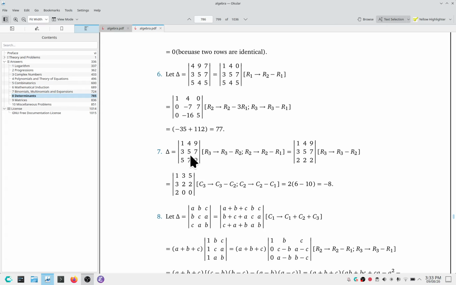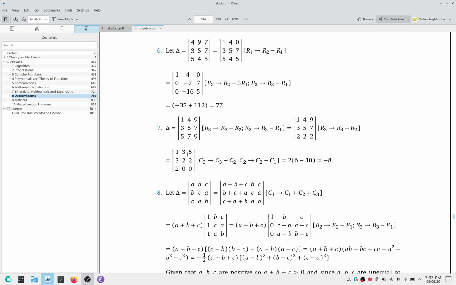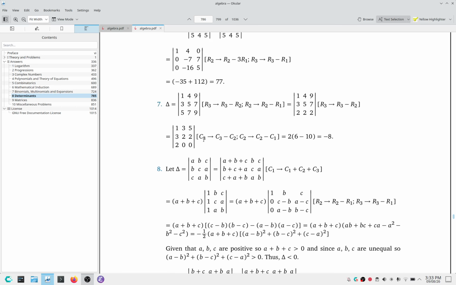So we have this determinant here after performing these operations. Then we do R3 = R3 - R2. We get 1, 4, 9; 3, 5, 7; and 2, 2, 2. Once we have 2, 2, 2, we do C3 = C3 - C2, that is, column 2 we subtract from column 3, and column 1 we subtract from column 2. So we get two zeros here and 2 over here, and the remaining operations you can see. Now we expand along the third row, so we evaluate only for 2 and we get -8 as the answer.